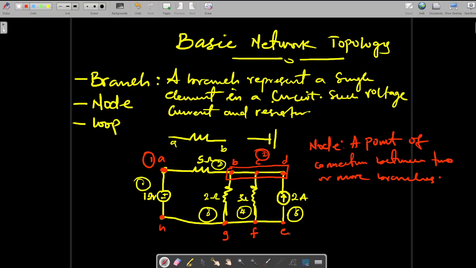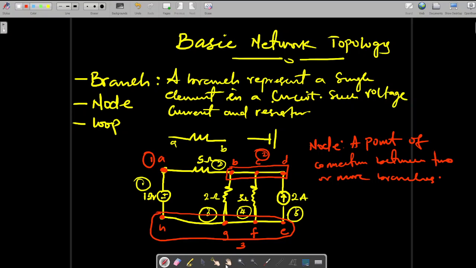And the same thing goes for C, F, G, H. There's no branch in between them. So you count them as 1. I see this now, making 3. So that means in this circuit, the total number of nodes that we have is just 3.